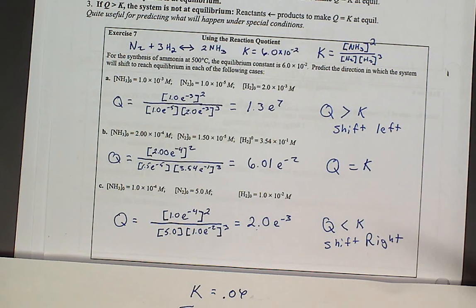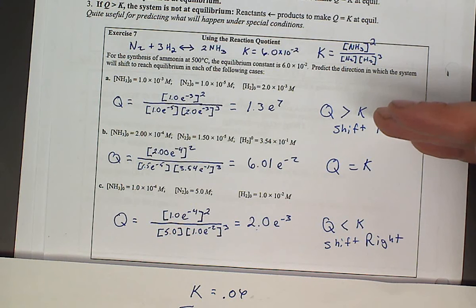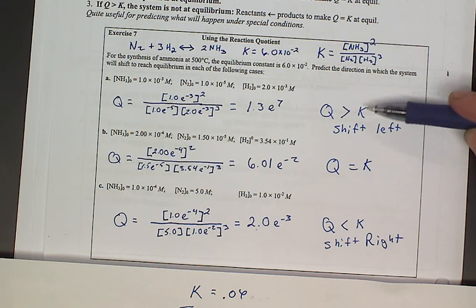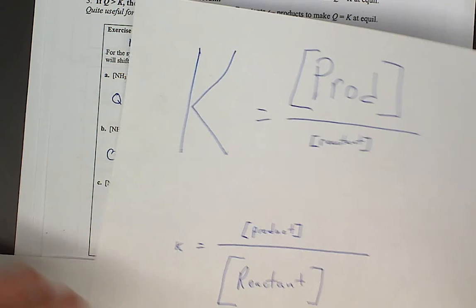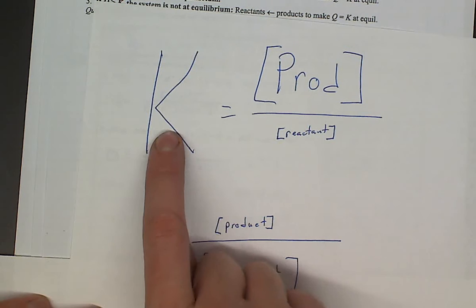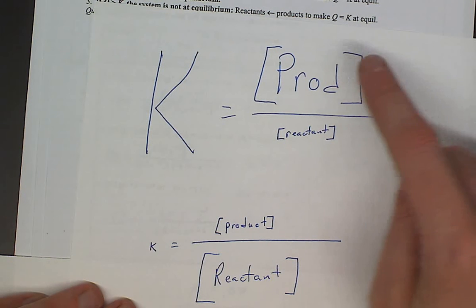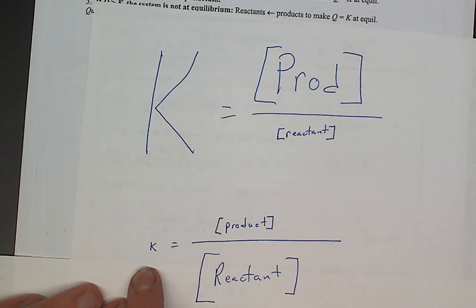So we're going to use Q to evaluate if the given conditions are going to shift to the left or right, because they're going to shift in a manner to get back to K. All right. Now, here's just a quick little tutorial. We already talked about this. In K in general, when you have a big value for K, that means that we're favoring the product side. When we have a small number for K, that means we are favoring the reactant side. And you can substitute Q in here as well.